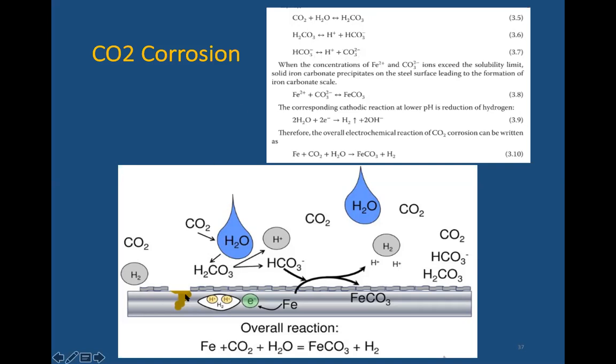And we know that if you have a steel surface, it automatically produces Fe2 plus. So we have Fe2 plus, and CO3 2 minus is already available. So Fe2 plus plus CO3 2 minus will produce FeCO3. And the corresponding cathodic reaction at lower pH, 2H plus 2 electrons, will produce H2 plus 2OH minus. So the overall electrochemical equation is Fe plus CO2 plus H2O produces FeCO3 plus H2. And the mechanistic diagram is like that.